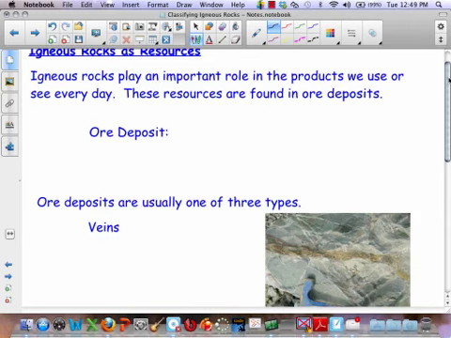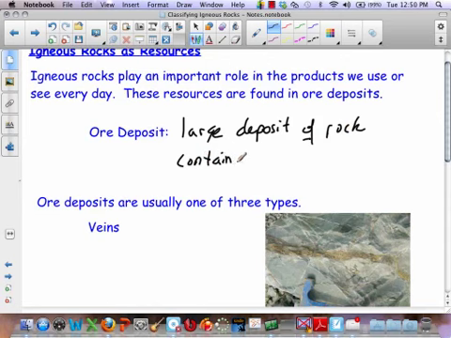Alyssa? Where you find a lot of it? Yeah, it's basically we have a lot of rock that has a particular mineral that we want. Okay, so it's just a large deposit or a large area. A large deposit of rock containing valuable substances.